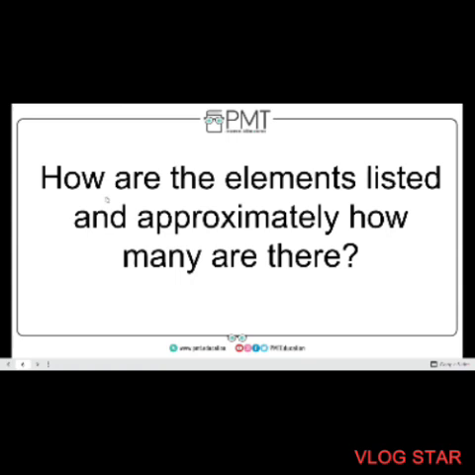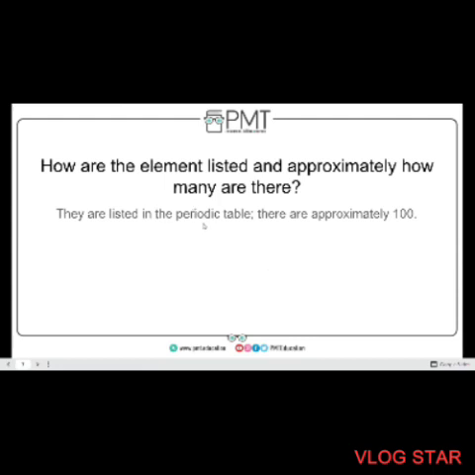A question may come up in GCSE: how are the elements listed, and approximately how many are there? Elements are listed in the periodic table, and there are approximately 100 of them. If you look at the periodic table, you look at the rows and the columns: group 1 elements, group 2 elements, group 7 elements, group 8 elements, and then the periods.